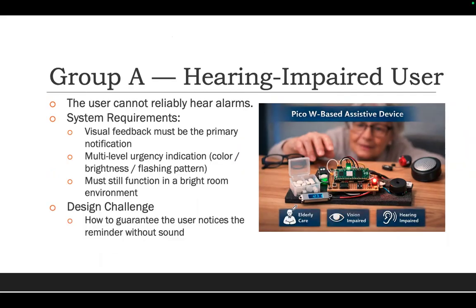Let's talk about group A, the hearing impaired user. The user cannot reliably hear alarms, because some people have something wrong with their hearing. System requirements: visual feedback must be the primary notification, with multi-level urgency indication like color, brightness, and flashing pattern, and it must still function in a bright room environment. The design challenge is how to guarantee the user notices the reminder without sound. This is group A.